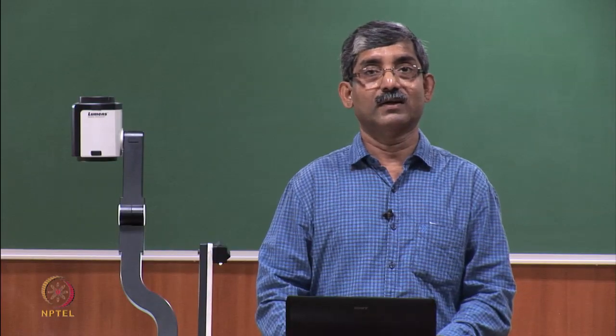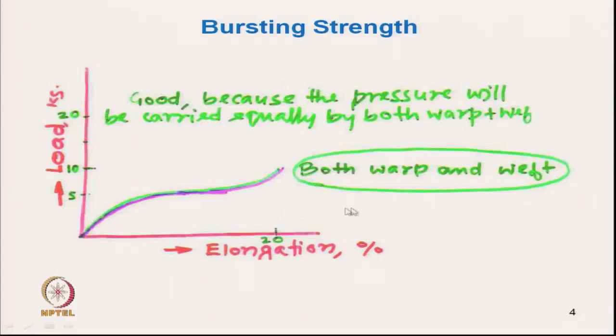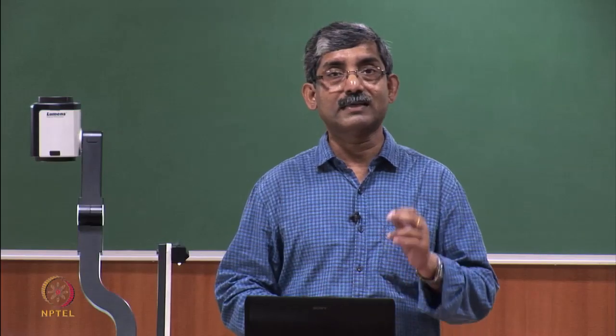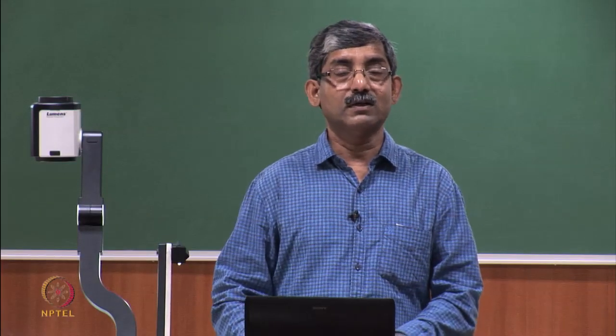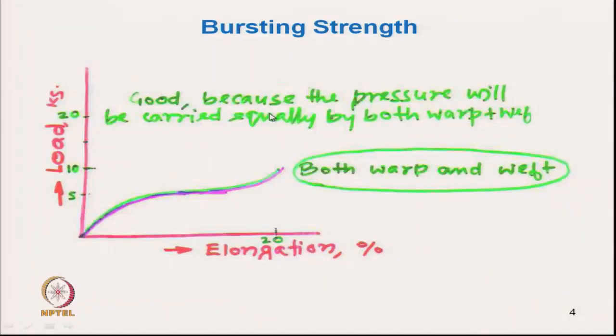Now, in this curve, both warp and weft are exactly the same, as the crimp and type of yarn have been arranged in such a fashion that their load elongation curves are exactly the same. This is good, because the pressure will be carried equally by both warp and weft, and they will share it, and the strengths will get added.